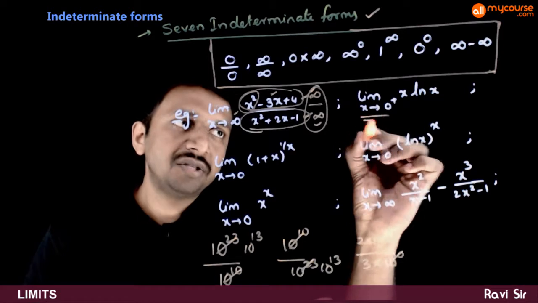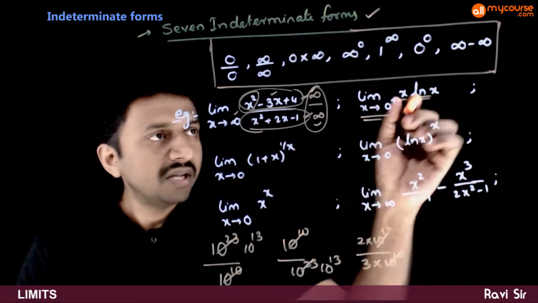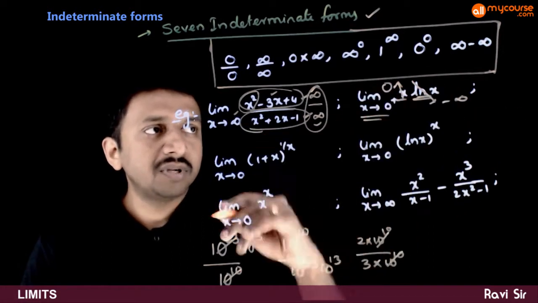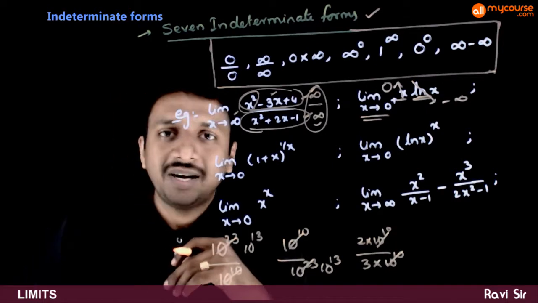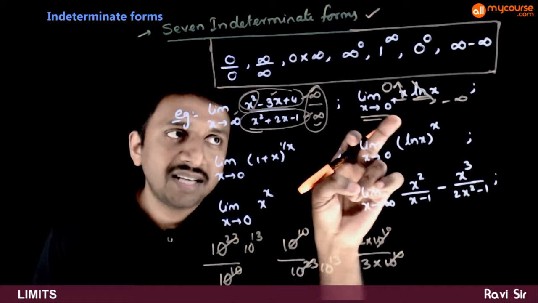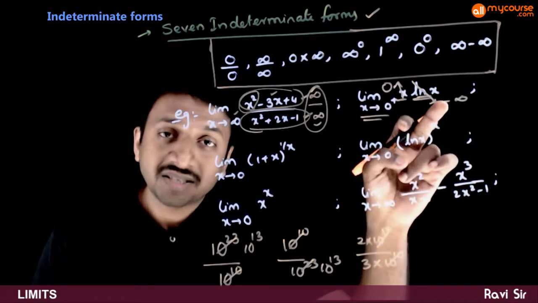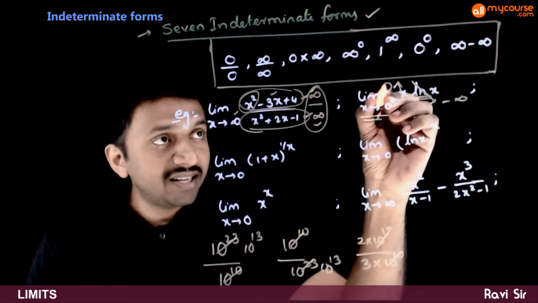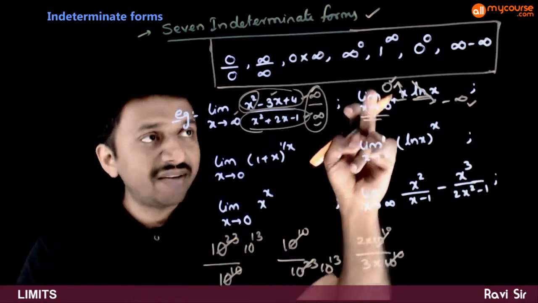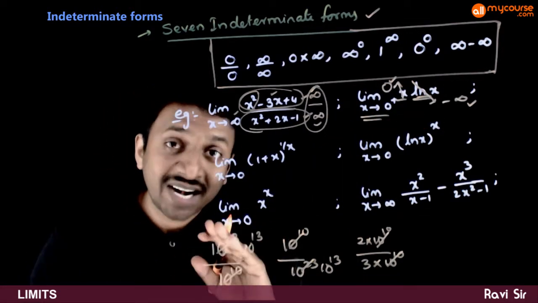Now, limit x tends to 0 plus x times log x. We know that as x tends to 0 plus, log x tends to minus infinity, and x goes to 0. So what happens when you multiply 0 and infinity? The trick here is, as x tends to 0, this x tends to 0 and this log x tends to minus infinity. Neither is this exactly 0, nor is this exactly minus infinity. If you have exactly 0 into exactly infinity, that cannot be determined, that is undefined.